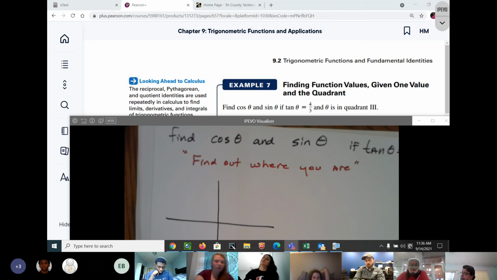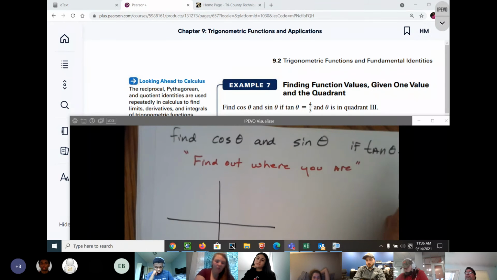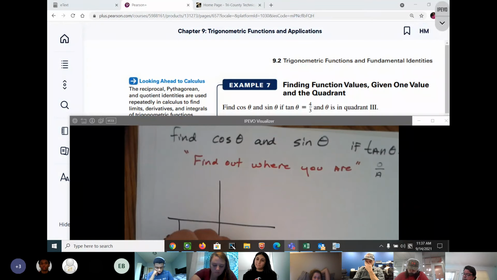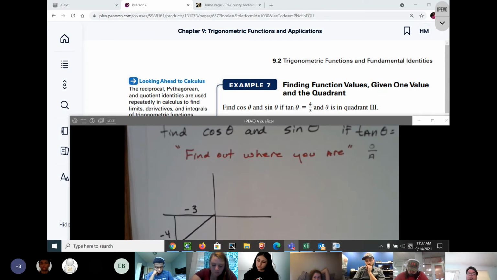All right, so anyway, tangent, Oscar had a hunk of apple. So the 4 is opposite the 3, so they're both quadrant 3, so that means the opposite is -4, and the adjacent is -3. So I just found out where I was.